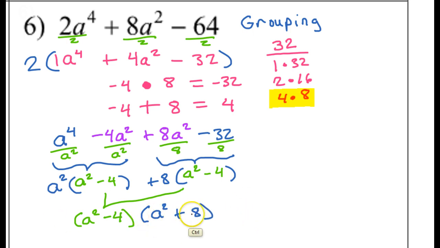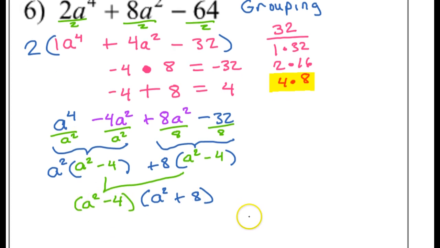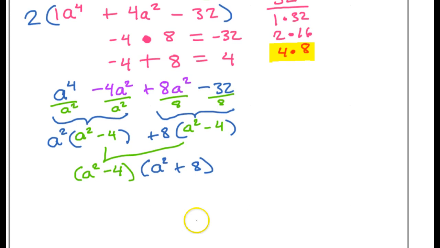Now, sometimes the problem is over right now, but not this particular problem, because a squared minus 4 happens to be the difference of two squares. So you really have to watch out for that. So that means this can be factored more as a plus 2 times a minus 2.